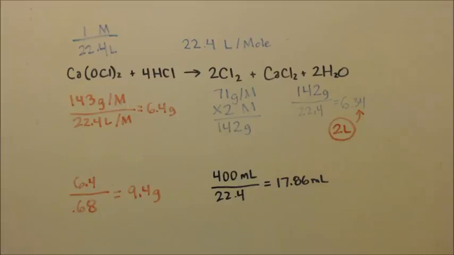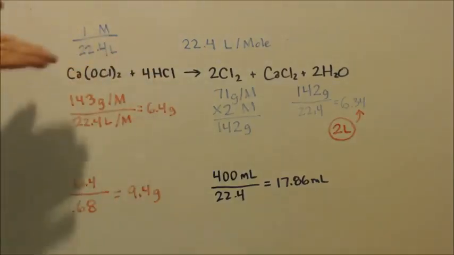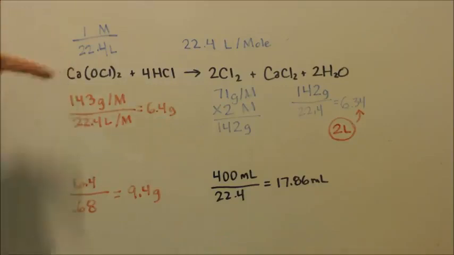So I'm basically going to drip some acid onto calcium hypochlorite. That's like bleach, except it's the calcium form. Bleach is sodium.